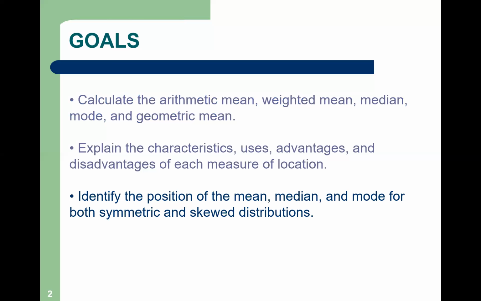Meanwhile, we will identify the position of mean, median, and mode for different types of distributions. One is symmetric and one is skewed. So we will learn how we can identify a symmetric and skewed distribution and the position of the means in each type of distribution, and what is the purpose of identifying the position of these central tendency measures in different kinds of distributions.